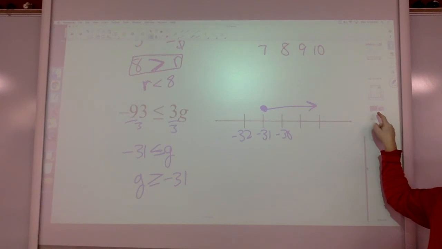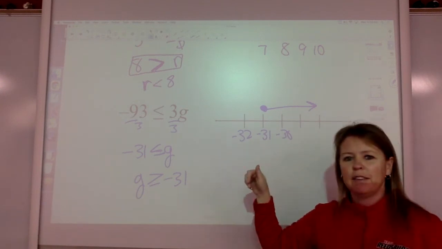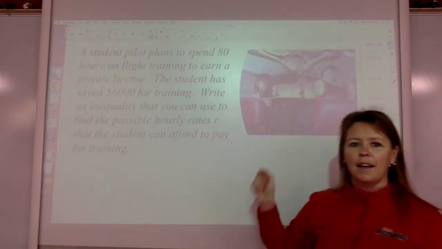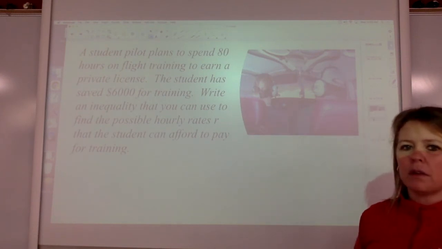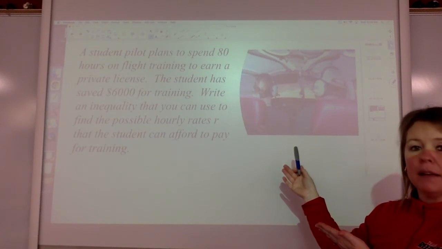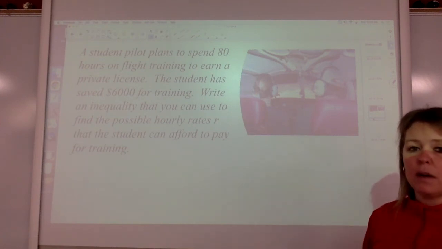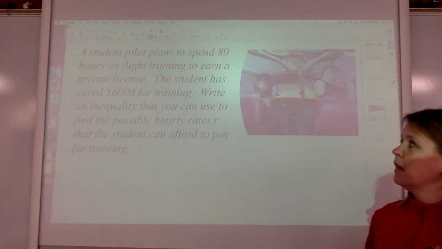That's it, other than, are you ready for this? A word problem. Kind of answers those questions of when are we ever going to use this in real life? It's when you go get your pilot license. You need to know how to do inequalities so that you know how much money you can spend.